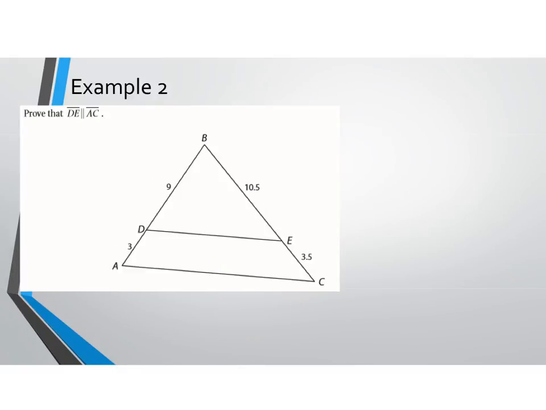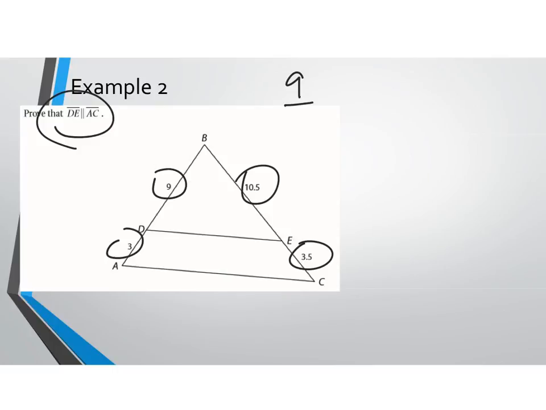In example 2, we'll do the same type of work, but the question, notice, is actually backwards. In example 1, because the lines were parallel, we had to find a missing part. Now we're going to try to prove that the lines are parallel, so we're trying to say, yes, it would fit that triangle proportionality theorem. So let's set it up, part to part, part to part.